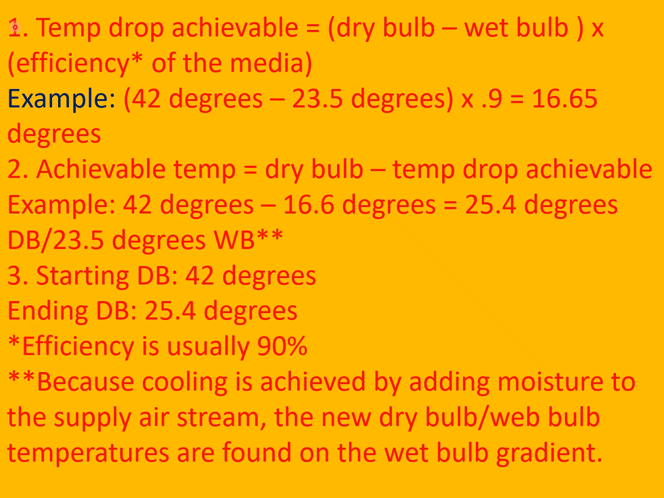We can see through calculation the temperature drop achievable by adiabatic cooling is equal to dry bulb minus wet bulb multiplied by the efficiency of the media. Example: 42 degrees and wet bulb that time is 23.5 degrees, multiplied by 0.9, it gives 16.65 degrees by which the temperature can be brought down.